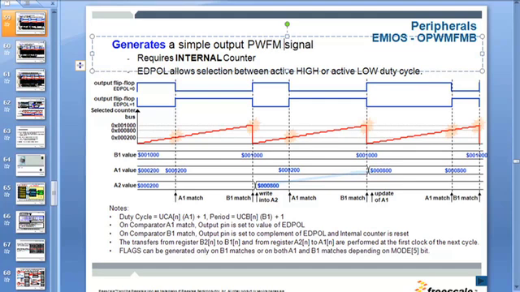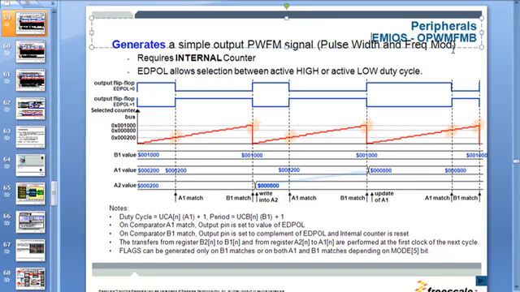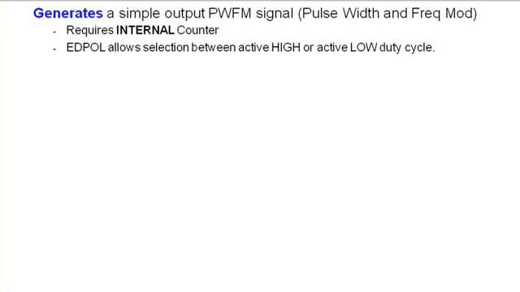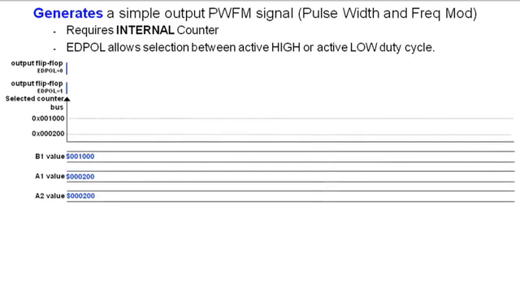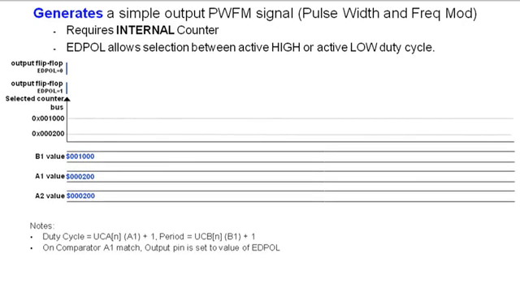Simple PWM, PWFM signal, pulse width and frequency modulation. Here we're going to use pulse width and frequency modulation, and this does require a channel to use its own internal counter. So I can vary the frequency and/or pulse width.